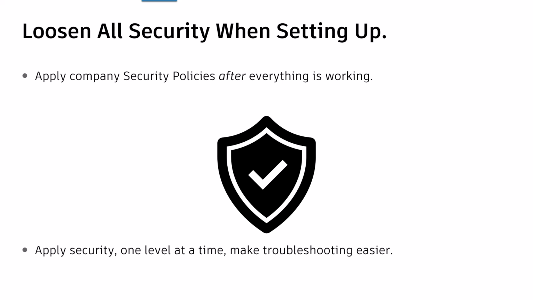When you're setting up SQL replication or Vault's Connected Workgroups for the first time, always loosen as much security as you possibly can whilst you're setting it up. Get it working, and apply the company security policies after you are sure that everything is working. And if there are multiple layers of security, so you could be talking about firewalls and security permissions, usernames and passwords and things like that, make sure that you change one thing at a time. So if it causes a problem, then you know which one of those things that you've changed has caused the problem.